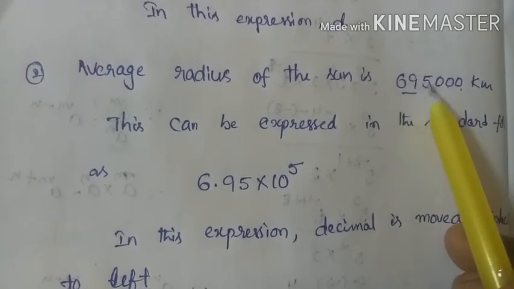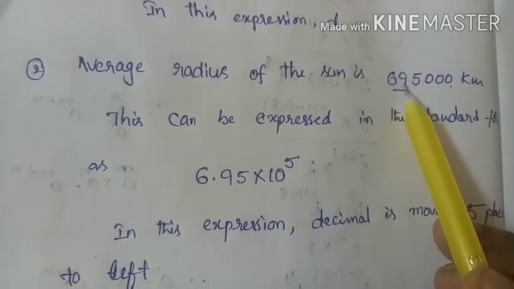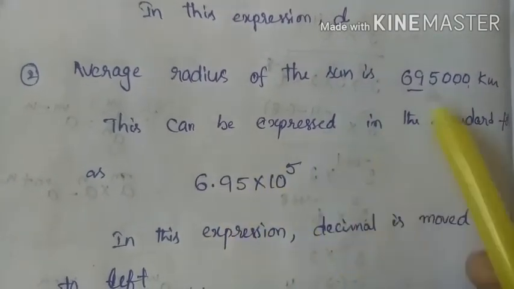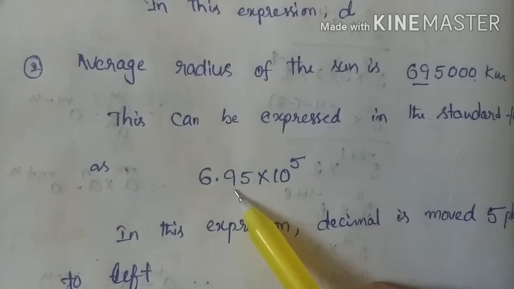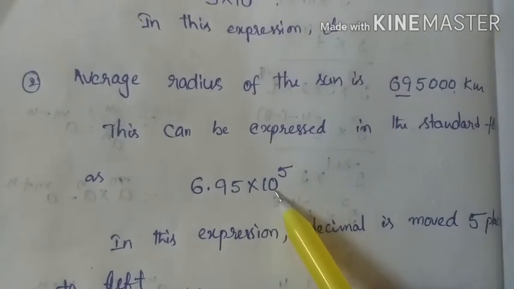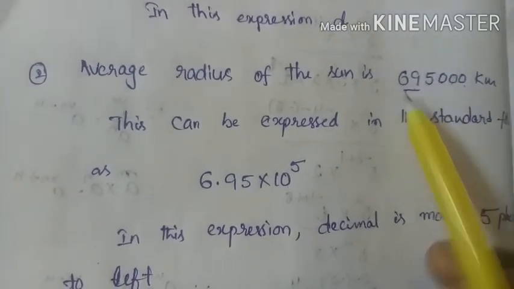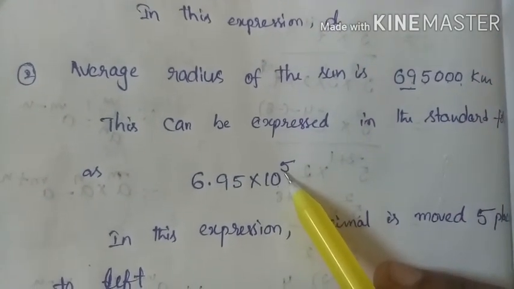1, 2, 3, 4, 5. So 5 jumps. That means 6, after keep the point. After 6, keep the point, and the rest of the number should be written there: 9, 5, into the base. We should take 10, and 1, 2, 3, 4, 5 jumps. We should write the exponent as the 5 jumps.